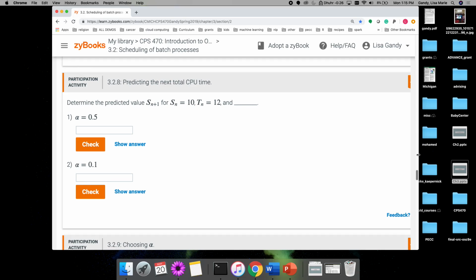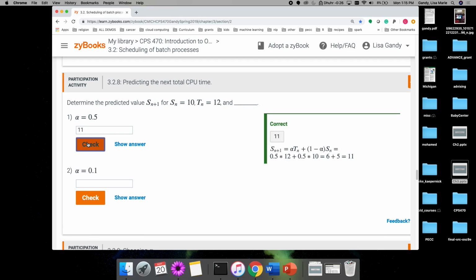So what is this? We got 6 plus 5, so we're going to get 11. Good. Okay. And then if alpha is 0.1, is that correct? Because 0.1 of 12 is 1.2. I just didn't remember that we had a floating point number. So that's going to be 9 times 0.9, which is 9.0, plus 1.2. So that's 10.2.